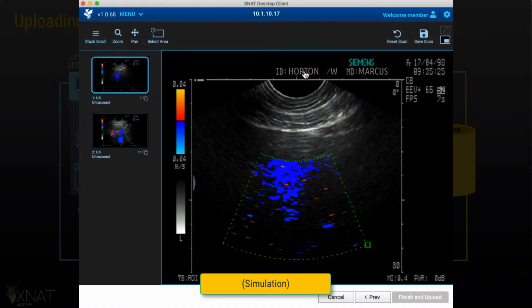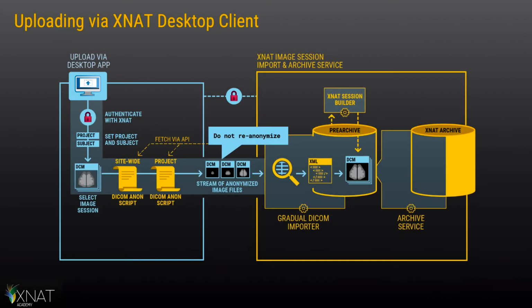Newer versions of the application also allow you to examine the pixel data of a session and block out burned-in PHI. Incoming data is received using the gradual DICOM importer with a flag that tells XNAT not to rerun its anonymization.